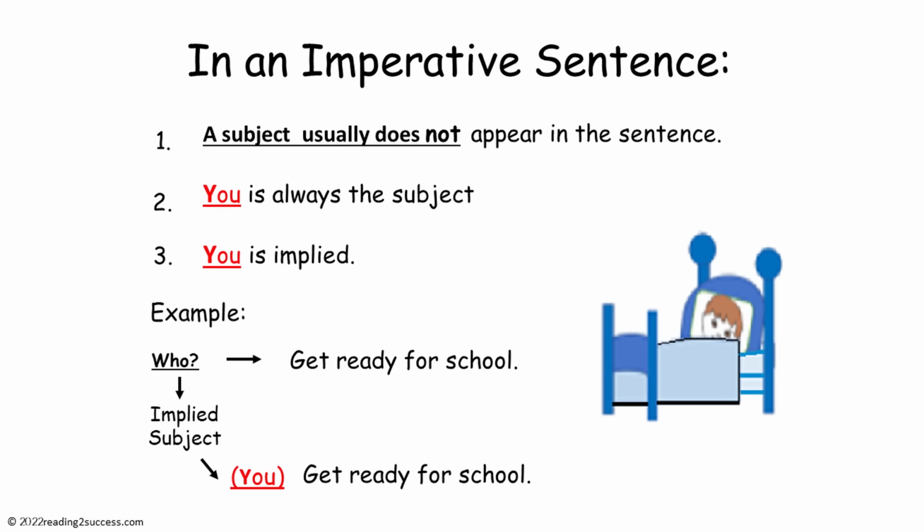In an imperative sentence, a subject usually does not appear in the sentence. You is always the subject, and you is implied. Look at the example with kids and read the sentence. Get ready for school. Explain to kids that this sentence does not have a subject because you is the subject and it is implied, as in you get ready for school.